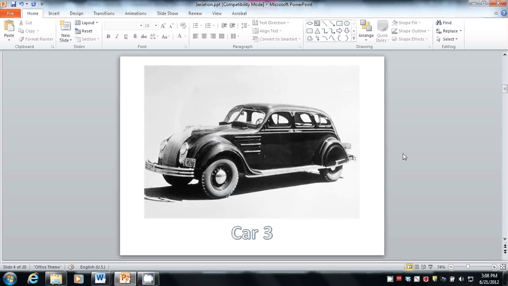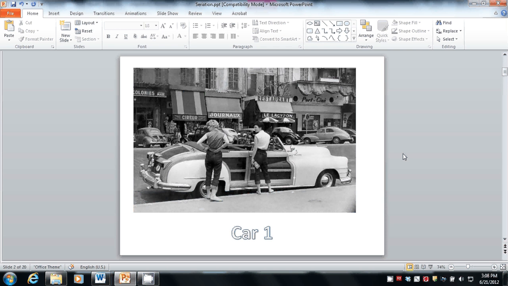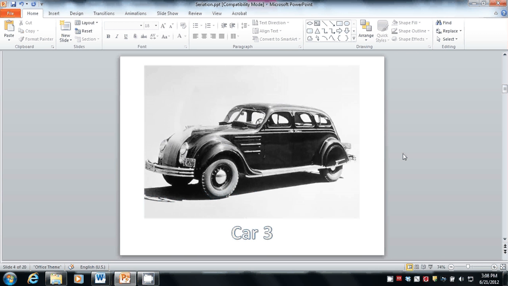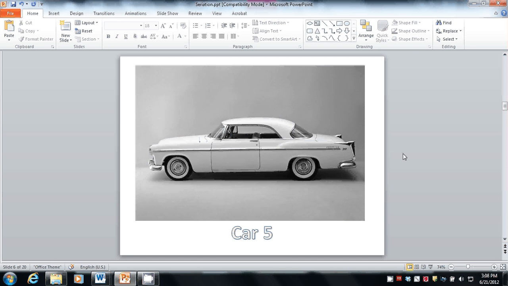So here's car number three. And while you and I would probably agree for various reasons that this car is probably older than, say, this car, we have to wonder if it's older than this or not. And why might that be? So, car number three. Number four. Great look, I think, for a car. There's number four, and then finally, number five.